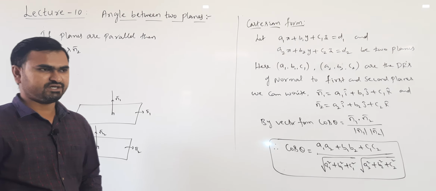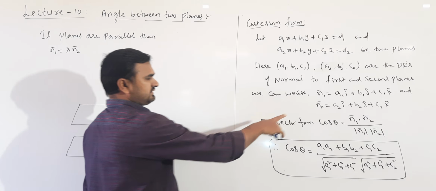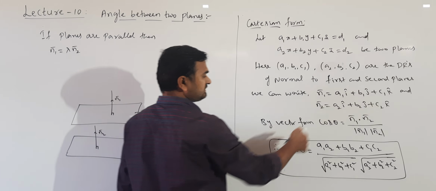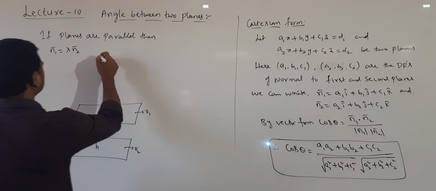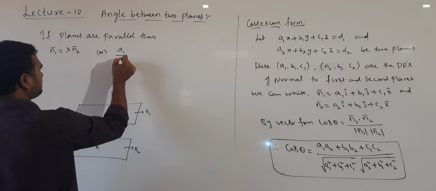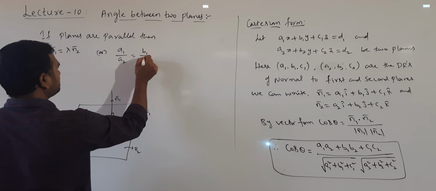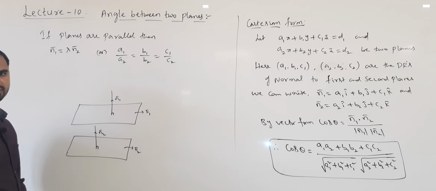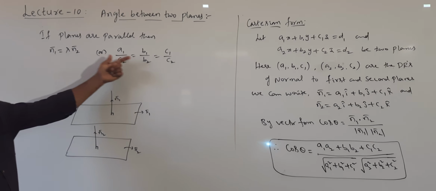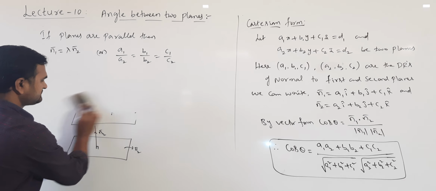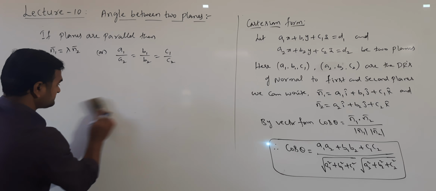In Cartesian form, n1 bar is parallel to n2 bar means their DRs should be proportional. DRs proportional means a1 by a2 is equal to b1 by b2 is equal to c1 by c2. Okay, we are studying both in vector and Cartesian form. So this is the condition for parallel planes.